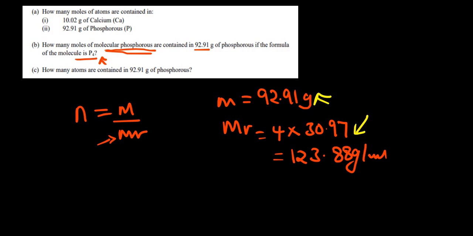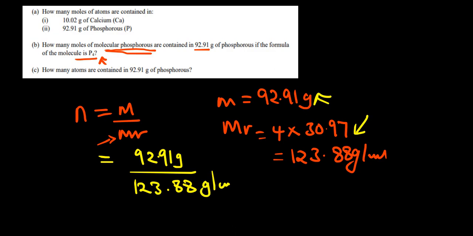Now we have the molar mass here and the mass there, so we can find the moles. We're going to say this is equal to the mass, 92.91 grams, divided by 123.88 grams per mole. When we divide this, we are going to end up with 0.75 moles if we round off our answer to 2 decimal places. So that's how we can answer B.